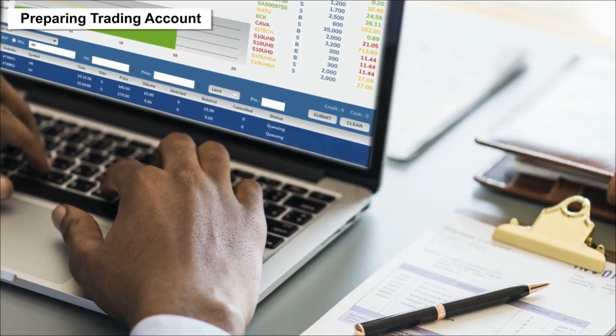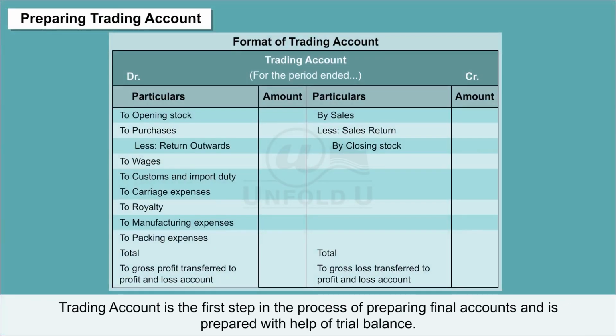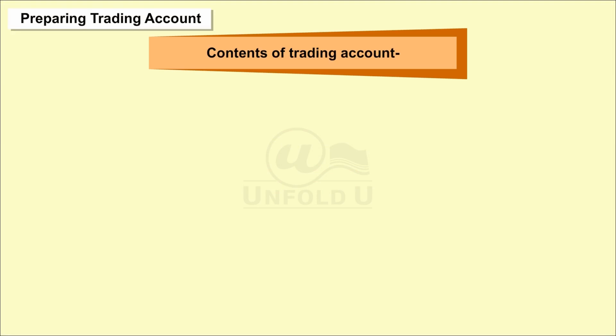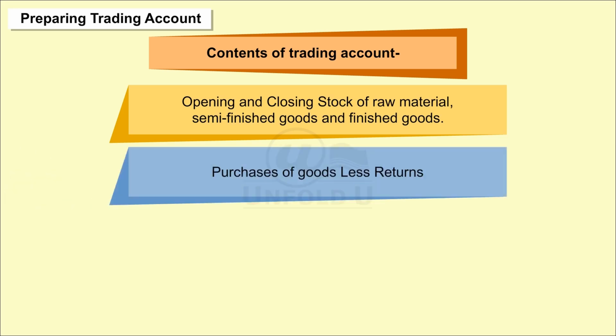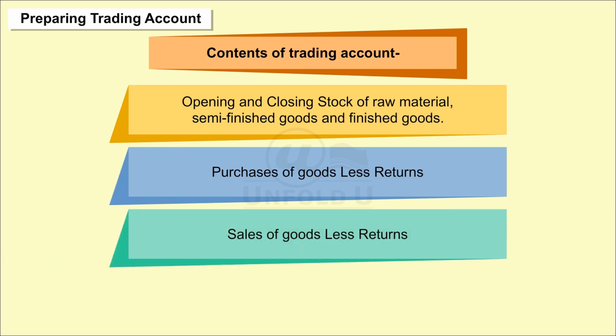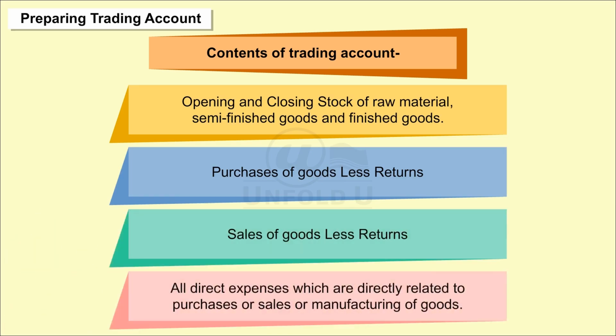Preparing trading account. Trading account is the first step in the process of preparing final accounts and is prepared with the help of trial balance. Contents of trading account. Opening and closing stock of raw material, semi-finished goods and finished goods. Purchases of goods less returns. Sales of goods less returns. All direct expenses which are directly related to purchases or sales or manufacturing of goods.